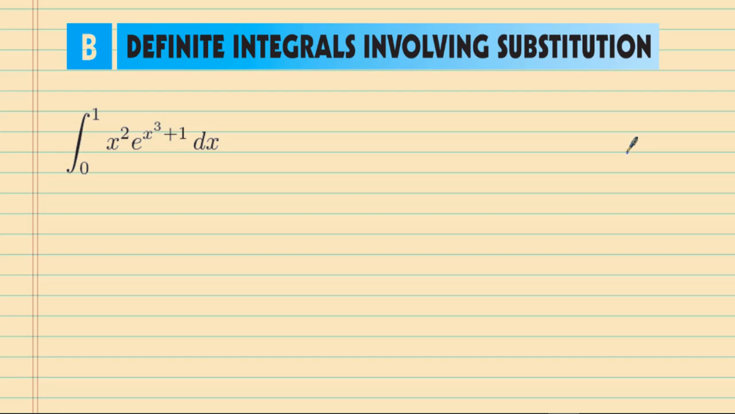Part B, definite integrals involving substitution. If you remember, we have the method using substitution, and it's just a short way to solve definite integrals. You just need to change the boundaries. If you remember, we changed the variable, and these 0 and 1 were with respect to x, but when we change the variable, we have to also change the boundaries.